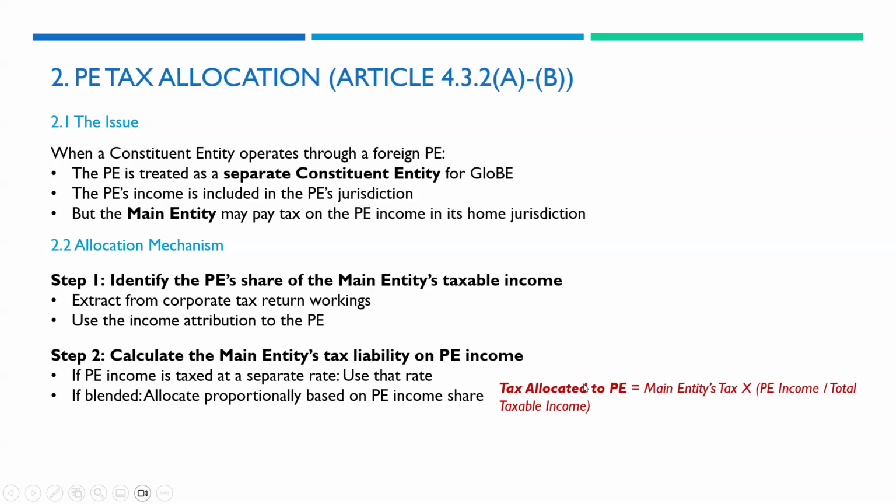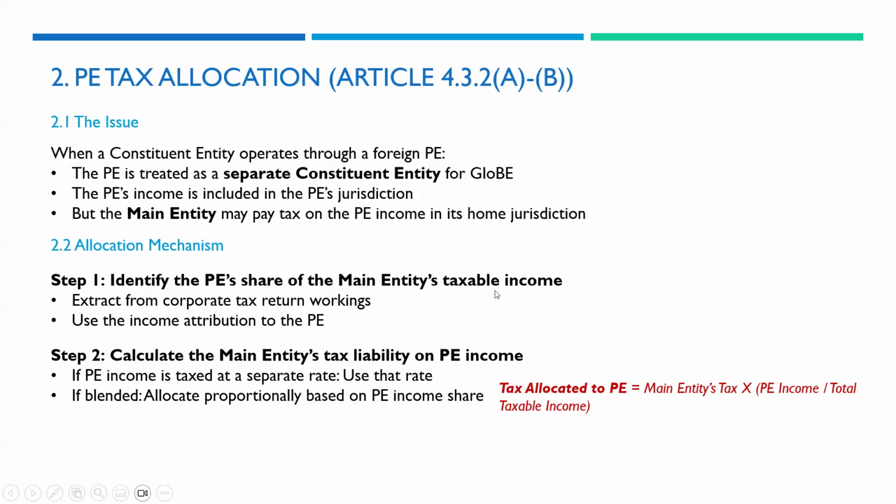How do you allocate it? Basically, whatever is the main entity's tax, you allocate it on the basis of PE income over total taxable income. That gives the tax pertaining to the PE income. Or you take the PE income and multiply it by the rate in the domestic jurisdiction. So either way.